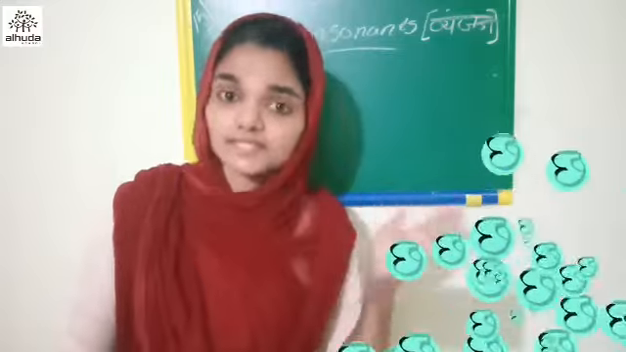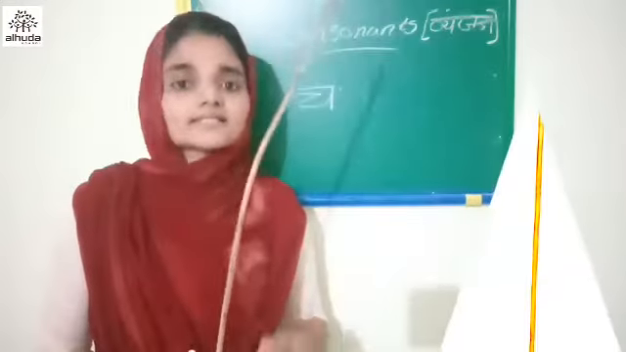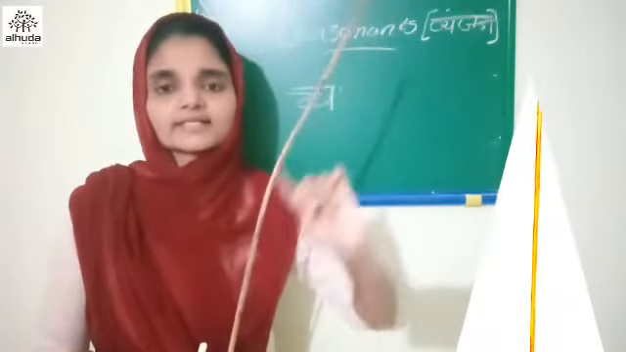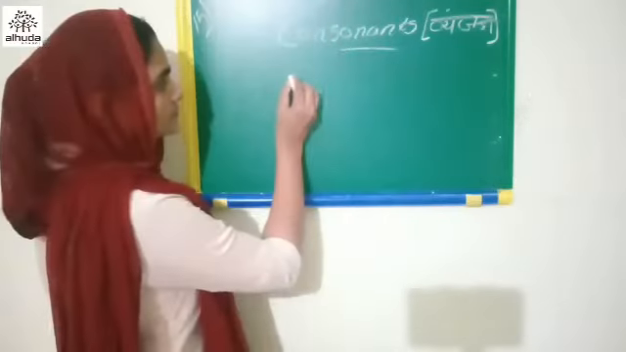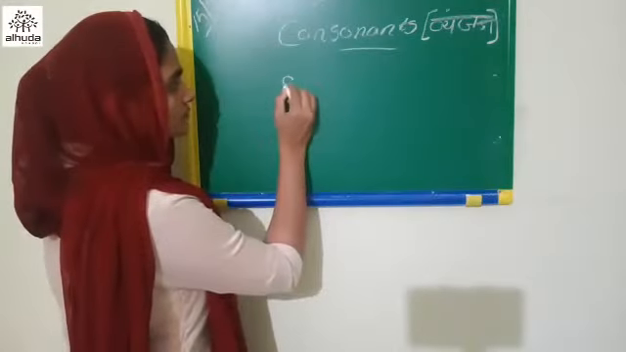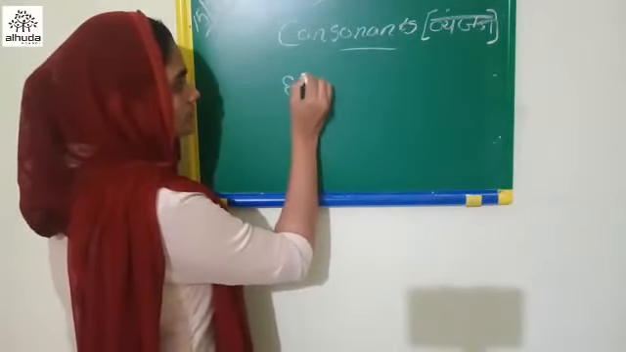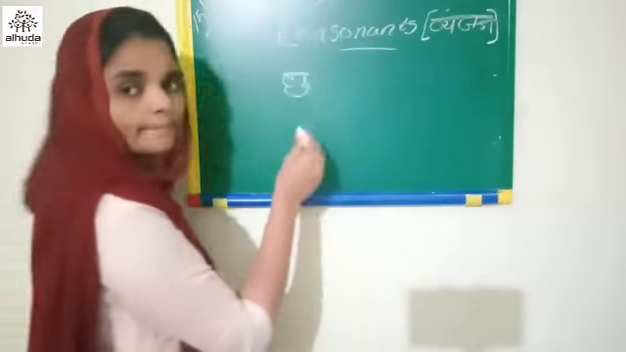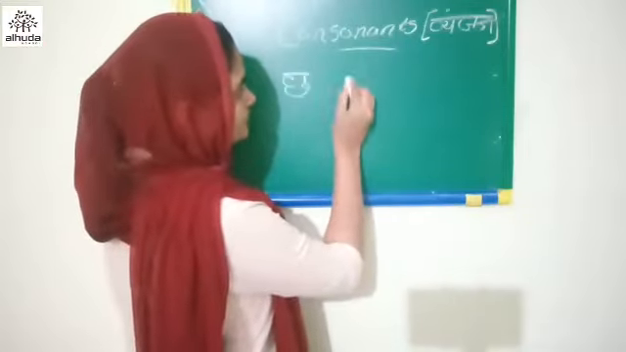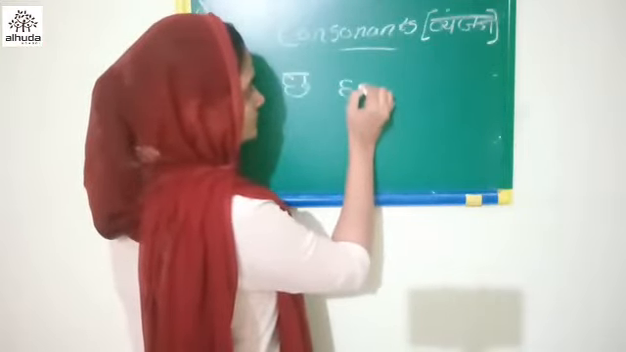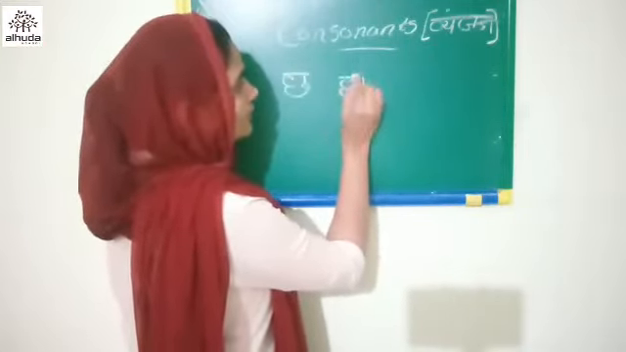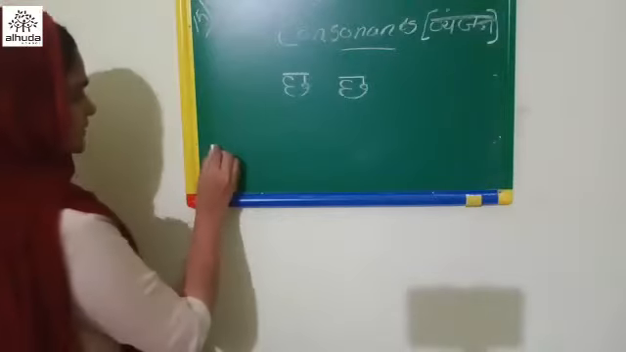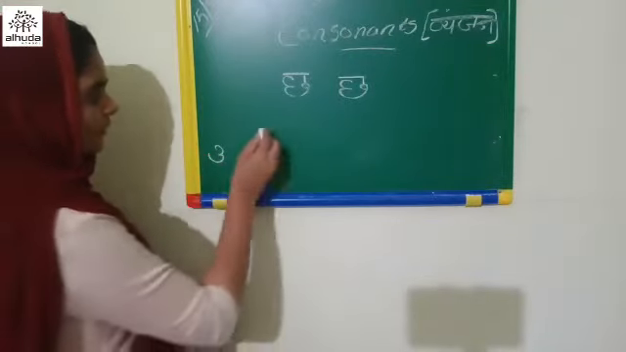Then we are going to learn the next letter. The next letter is Chha. Okay. Chha se Chhadi. Chhadi means stick. This is letter Chha. Okay. Like this. Then one more line here. This is letter U. Okay.